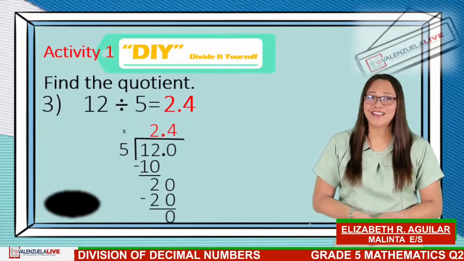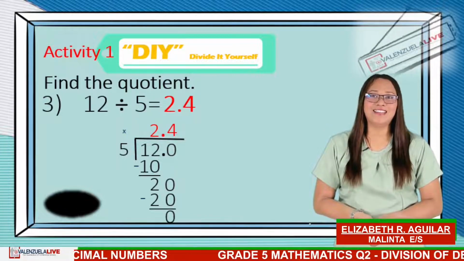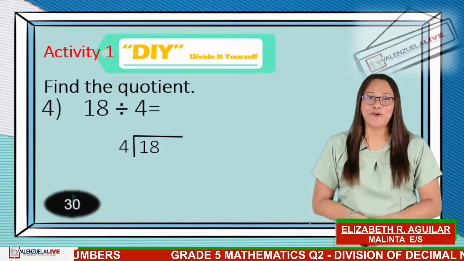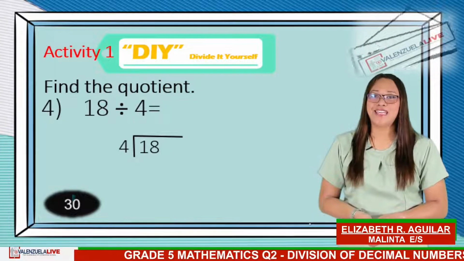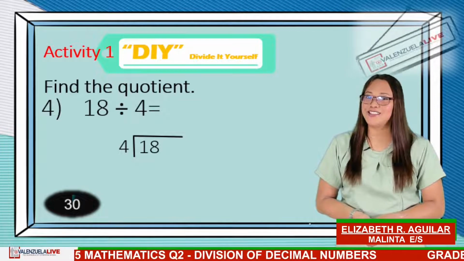Did you get it? Very good, grade 5 mathletes. Okay, now let's go to number 4. We have here 18 divided by 4. Okay, 30 seconds.